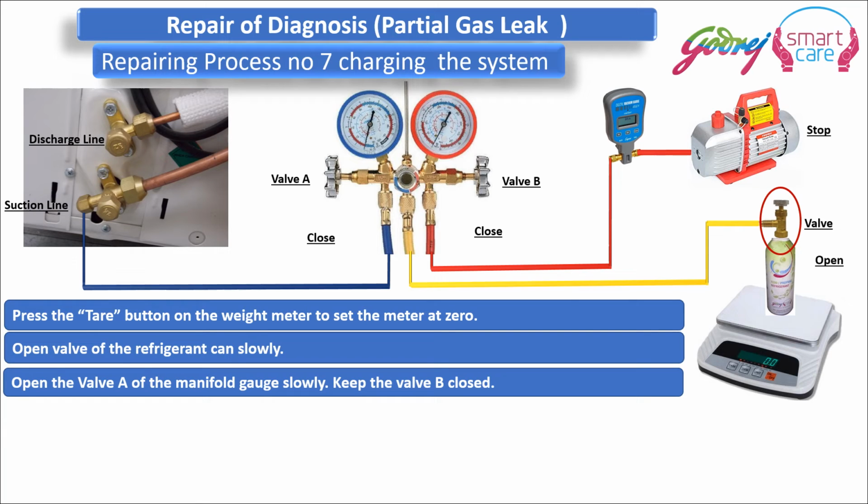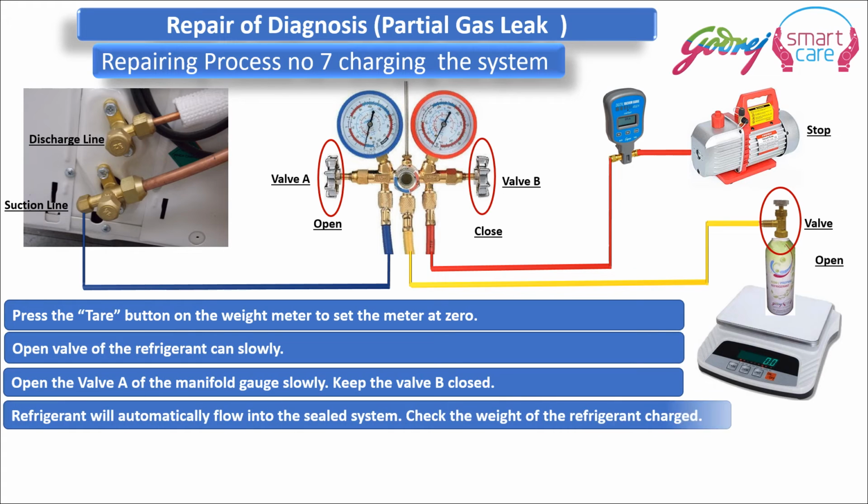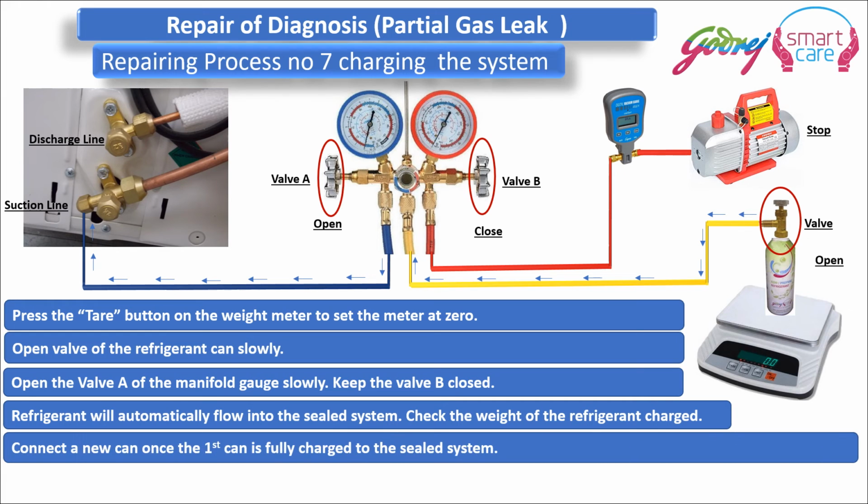Keep valve B closed, valve A will be open, and now the refrigerant is charged inside the vacuum system by weight. We will constantly check the total weight of the refrigerant which is charged into the system. Because of the vacuum, the refrigerant will be automatically pulled into the system. We don't have to do anything to push it into the system. This is how the refrigerant passes into the system.